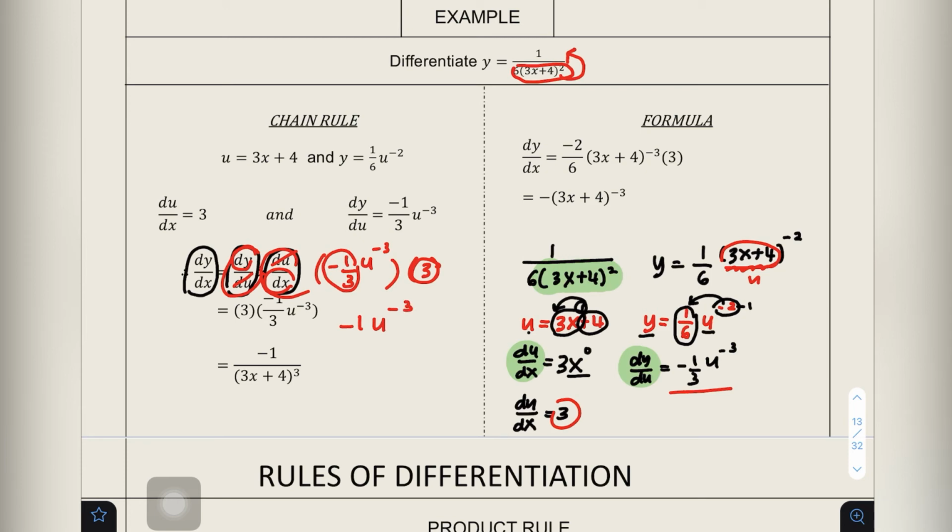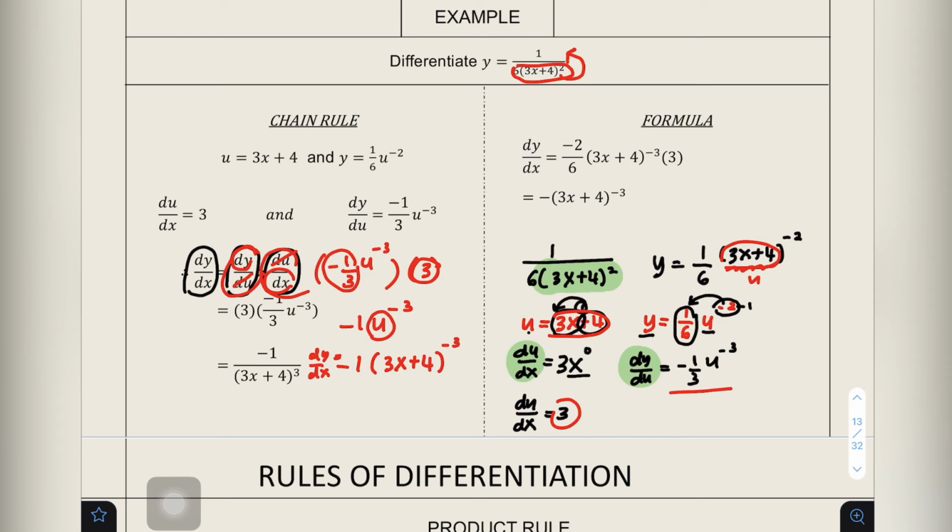And remember, you need to substitute back what your u is. Your u just now is 3x plus 4. So substitute back, you will get negative 1, (3x plus 4) to the power of negative 3. This one is your dy/dx.